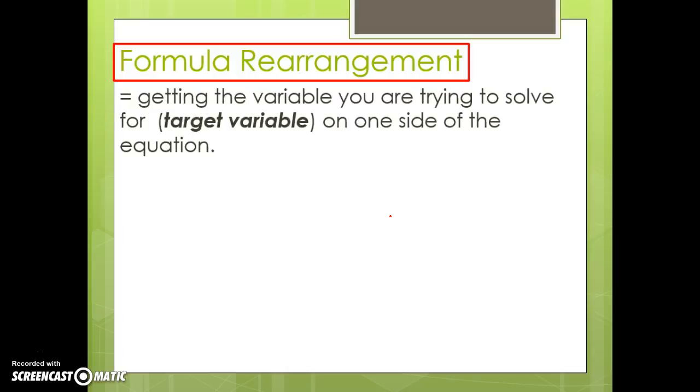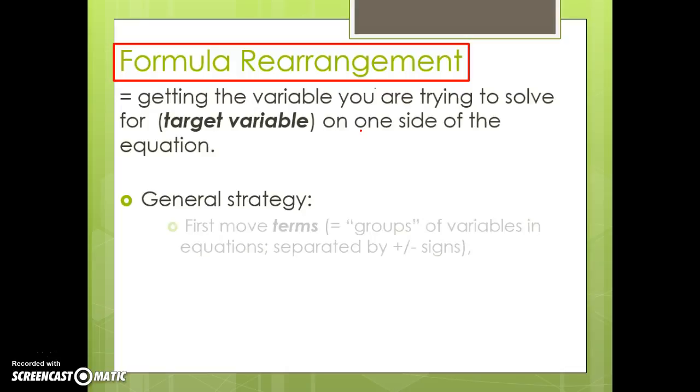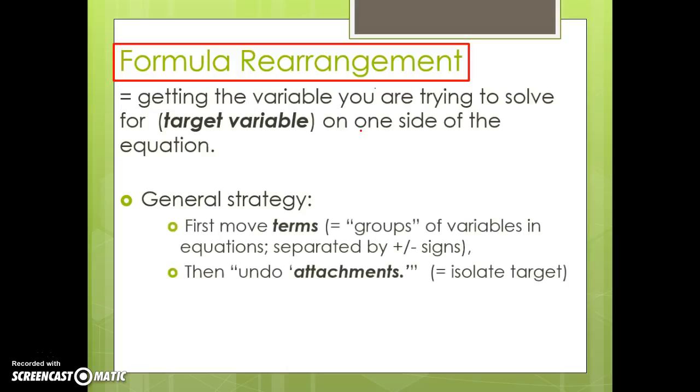Now the last aspect I'm going to talk about is formula rearrangement. So that's getting the variable you're trying to solve for, the target variable, it could be speed, force, mass, acceleration, whatever, on one side of the equation. So let's see how that goes. General strategy is you want to isolate the variable that you're solving for. So first move the terms, so the groups of variables in equations that are separated by the positive and negative signs, and then you undo attachments.